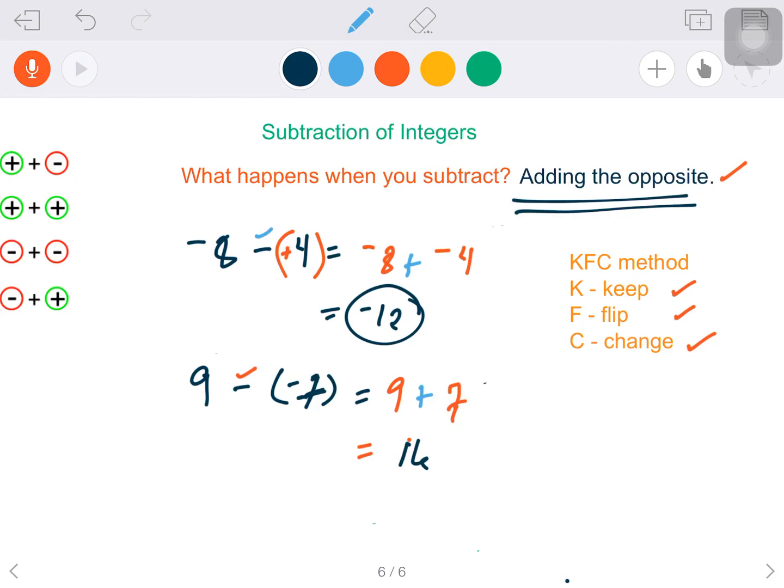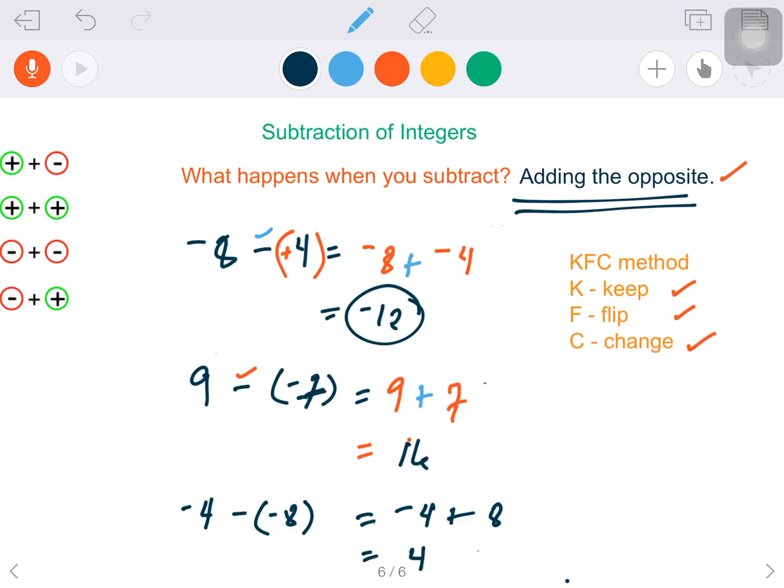Okay. Last example. What if you have negative 4 minus negative 8? Again, using the KFC method, we keep negative 4, we flip the minus sign so that it becomes addition, and we change negative 8 to its opposite, which is positive 8. Using the concept of adding opposites, it's like adding the opposite of negative 8 to negative 4, which is adding positive 8. So that becomes positive 4.